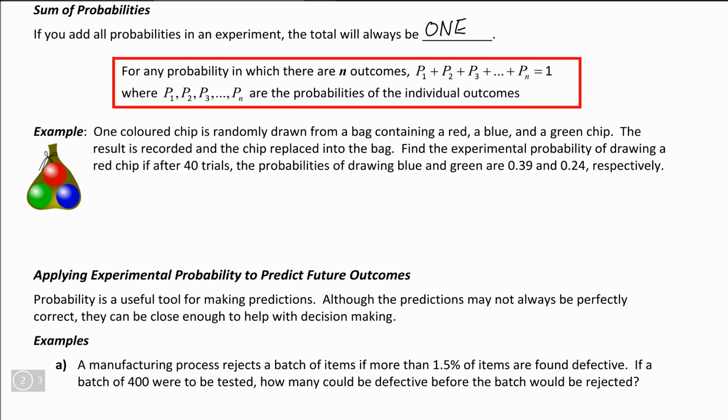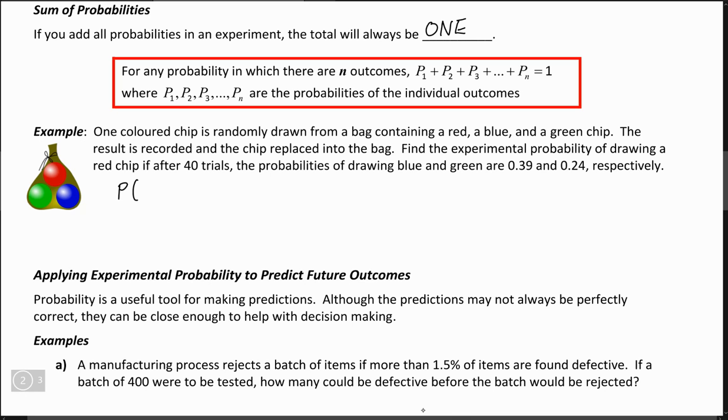Okay, so here I'm going to say that the probability of a red chip plus the probability of getting a blue chip plus the probability of getting a green chip, all of them have to add up to 100%, or 1. Okay. So we don't know the probability of getting a red chip just yet, but we know the probability of getting a blue chip is 0.24 or 24%, plus the probability of getting a green chip is 0.39 or 39%, and that's going to equal 1. Okay, remember it has to be 1.